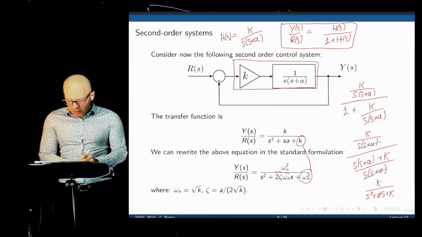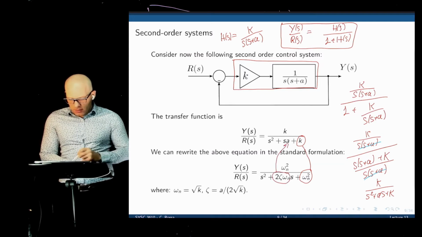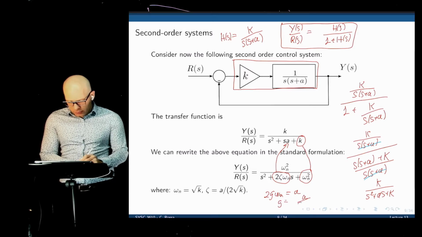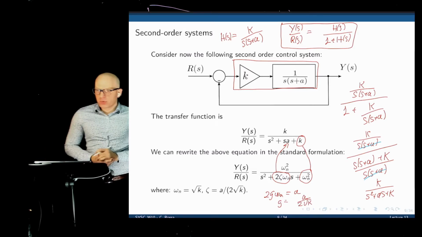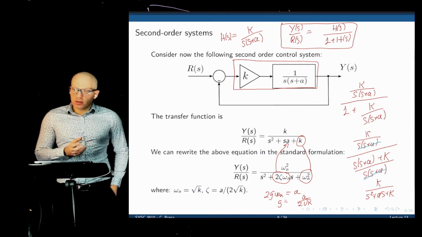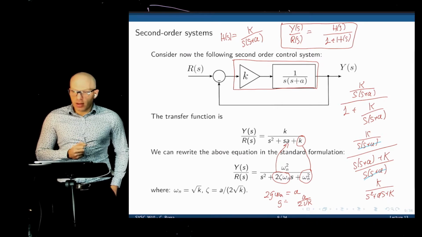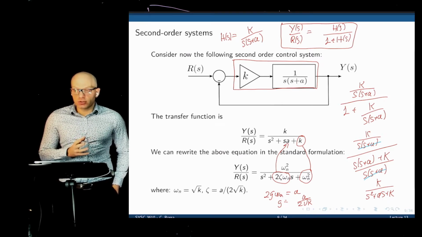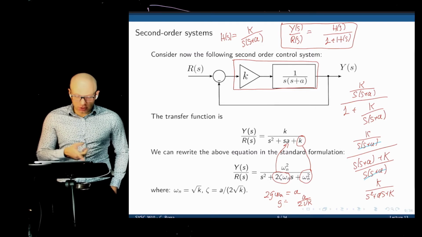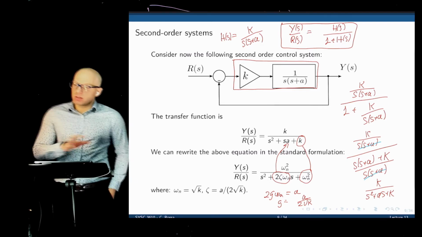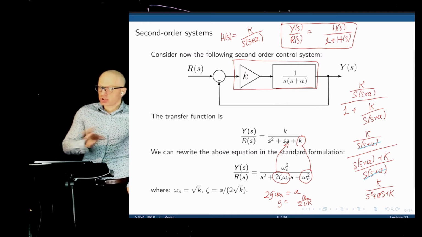And if you do 2 zeta omega n equals to this constant a, zeta is a over 2 square root of K. So now both the natural frequency and the damping ratio are functions of K. And now we need to watch out for cases where the system may even go unstable depending on the value of zeta. We can now have an underdamped system, an overdamped system, and even make the system unstable by changing this value of K.